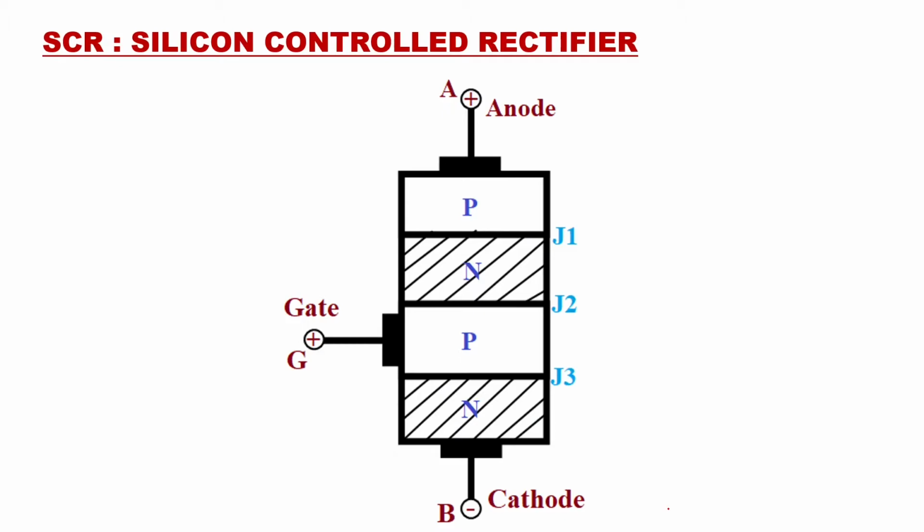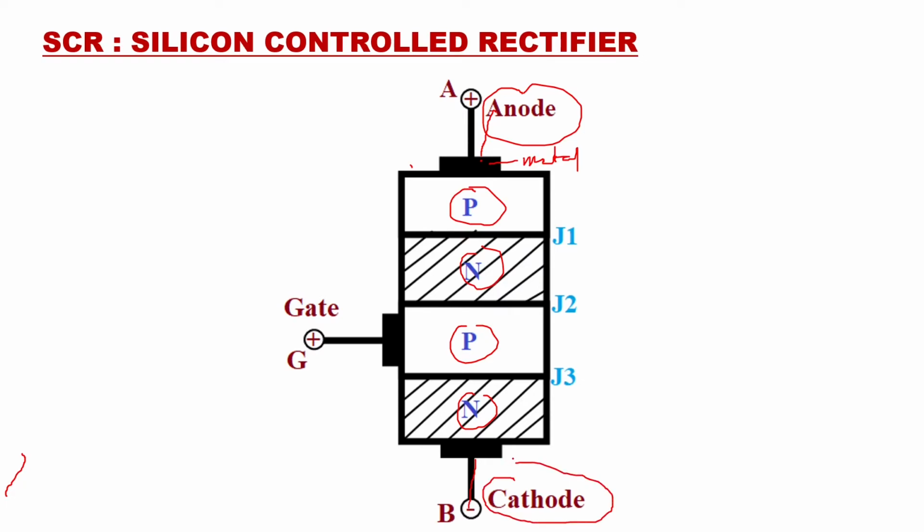Then we'll go to the next active component, which is called silicon controlled rectifier, SCR. Now SCR is made up of 4 layers. Here you can see the 4 layers: P type semiconductor, N type semiconductor, again P type semiconductor, and again N type semiconductor. The P type semiconductor will be connected to a terminal called anode, with a metal contact here. The last N type semiconductor is connected to a terminal called cathode.